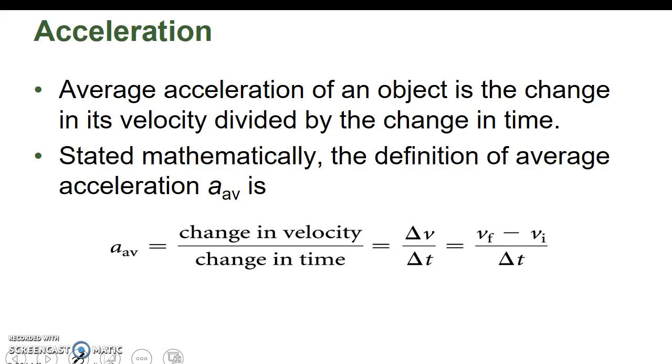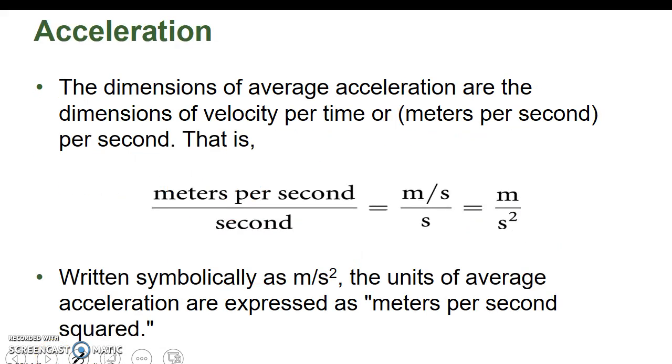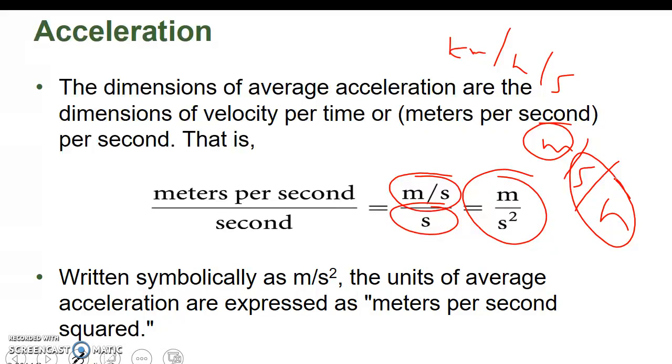The formula for average acceleration is change in velocity over change in time. Final velocity minus initial velocity over change in time. When we talk about units, the units are velocity units divided by seconds. So meters per second squared is what we use normally in the metric system. But it can be kilometers per hour per second. It's just going to be a distance unit over 2 time units when we see it.